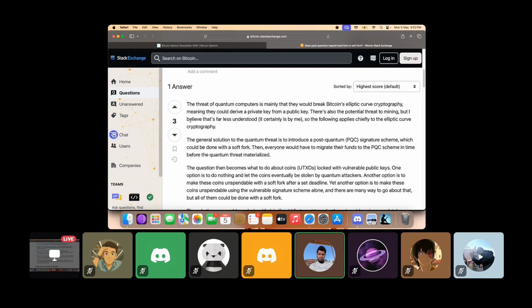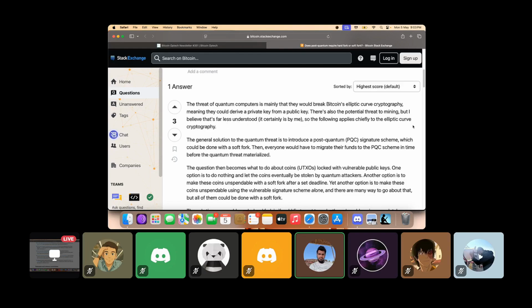They require an entire infrastructure to maintain, huge space, maybe negative temperature, right? So it's always going to be those big tech companies that get their hands on quantum computers. And if that happens, then they'll have an undue advantage over people using ASICs who cannot upgrade to quantum computers, right? So it's a threat to mining centralization as well. But here we are confining ourselves to the threat posed to elliptic curve cryptography, right? So the answer says there's also a potential threat to mining, but I believe that's far less understood. It certainly is by me.